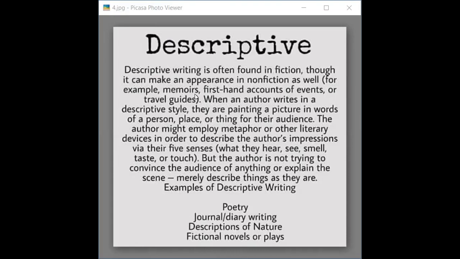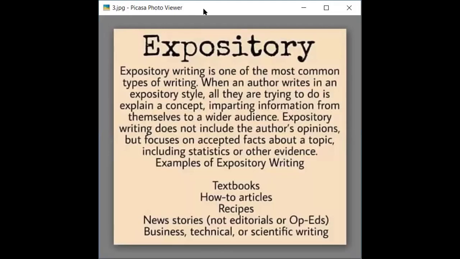So examples of descriptive writing are poetry, journal or diary writing, descriptions of nature, fictional novels or plays. Whenever you read any book, you can also think about the techniques, the type. Is it descriptive? Is it expository? Whatever books you have read, you can see whether that book involves all of these techniques or specifically involves any one technique. As I told you, any science books that you are reading, for example, in science subjects, they would be descriptive, expository.